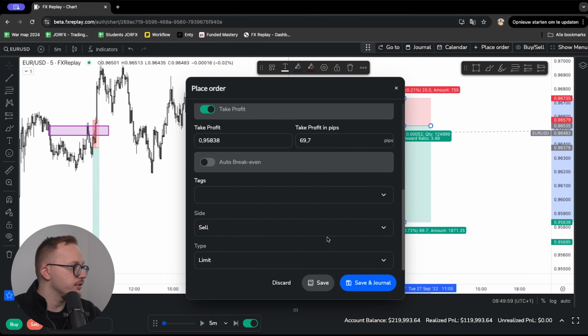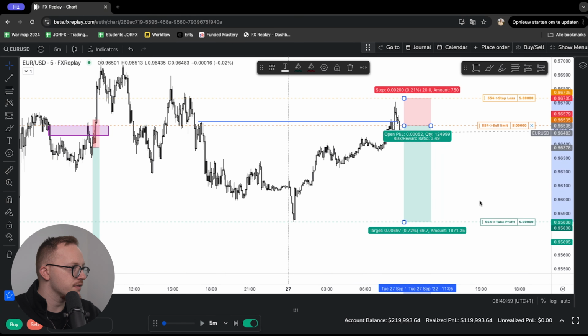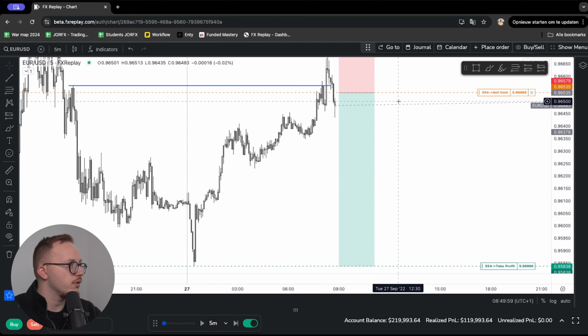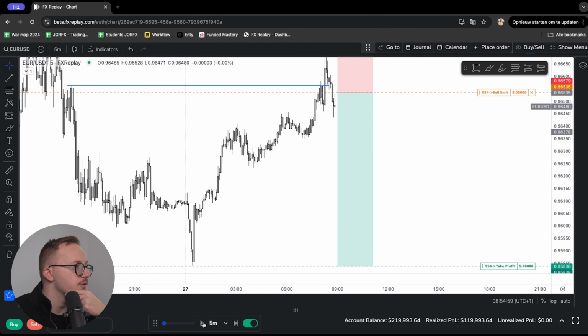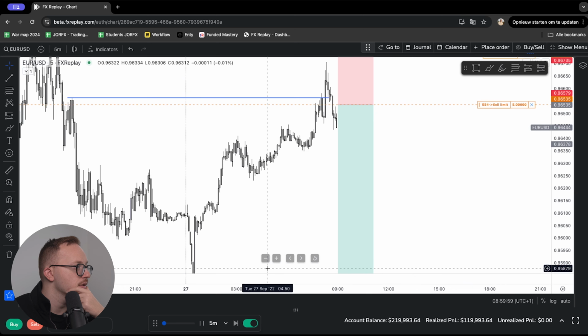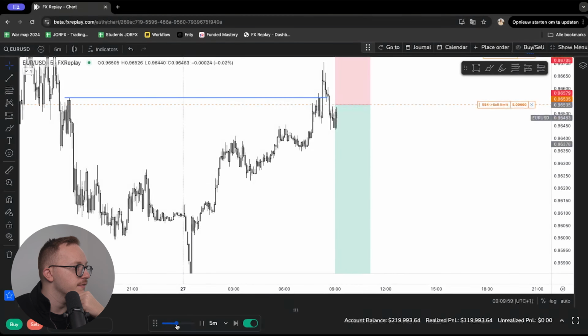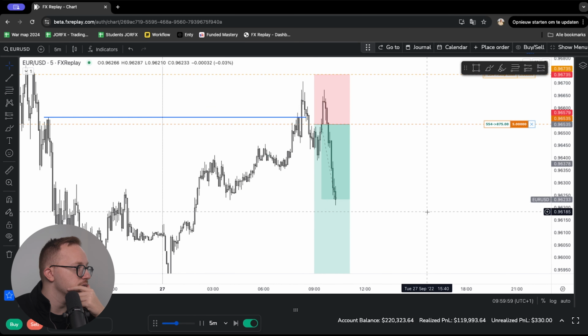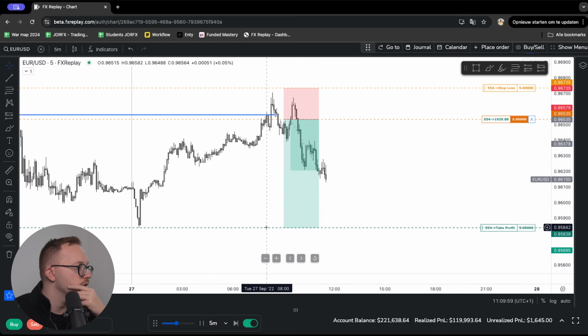This is going to be a limit order, exactly 1% risk, save and journal. Right, so price, and now it is basically just waiting for us to see what price is going to do. Let it just tick. You can also make it a bit faster. Okay, we're tapped in right here, and now it is moving lower, lower, lower.